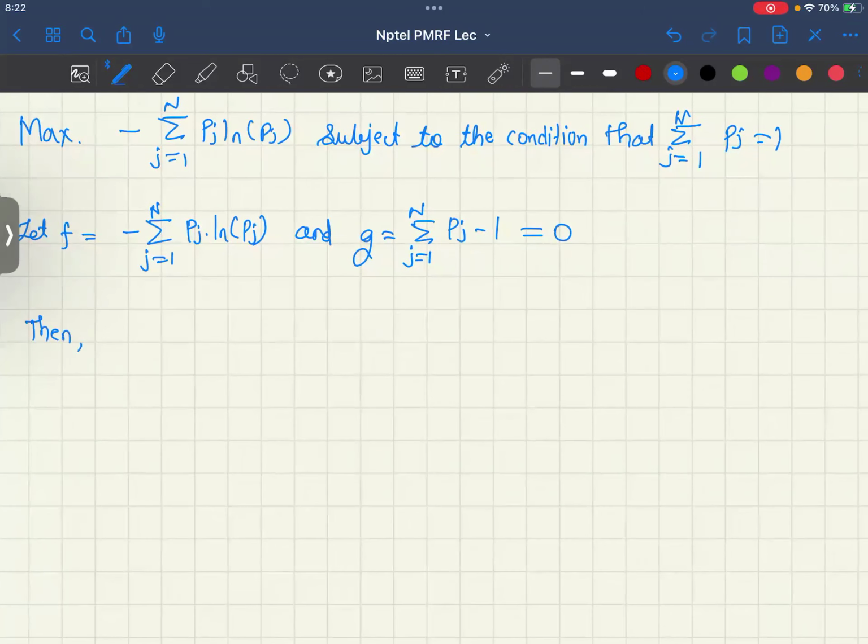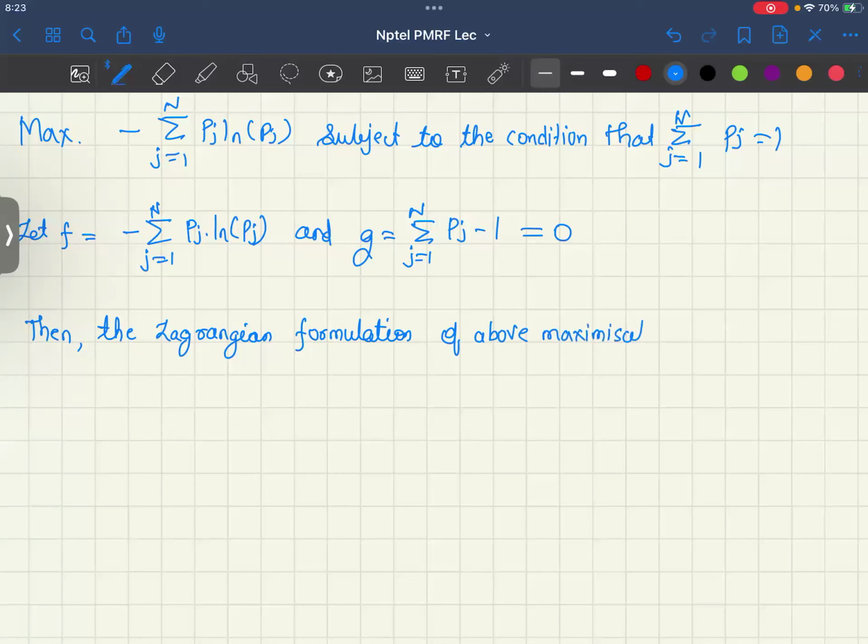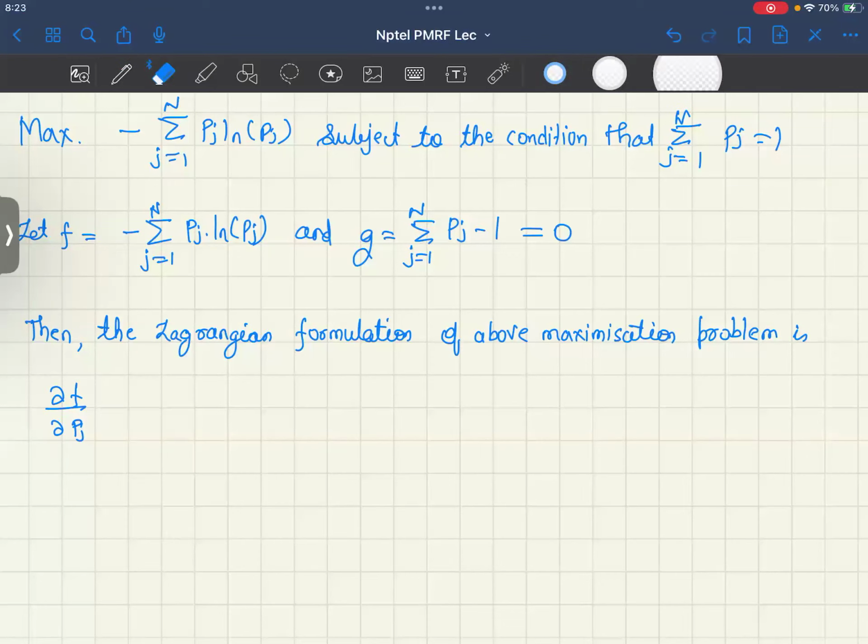Then the Lagrangian formulation of the above maximization problem is given as dou f by dou pj minus dou f by dou pj.